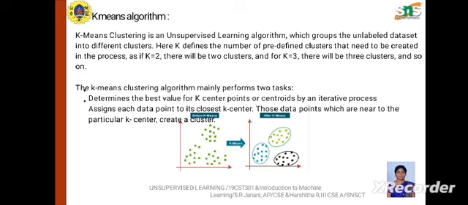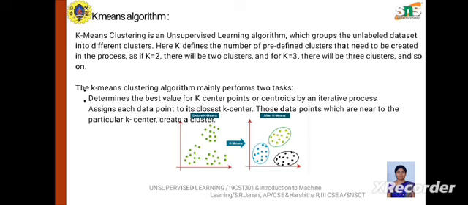The next thing is the k-means algorithm. In this slide, we are going to see what a k-means algorithm is and what methodologies have been used for making it. The k-means algorithm is an unsupervised learning algorithm which will group the unlabeled dataset into different clusters. Here, k defines the number of predefined clusters that need to be created in the process. The k-means algorithm determines the best value for k center points, or centroids, by an iterative process, and it assigns each data point to its closest k center.